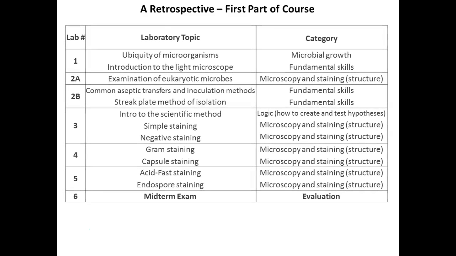Okay, so the first half of this course, right, we did ubiquity of microorganisms and light microscope and examination of eukaryotes. You learned common aseptic transfers and did streak plate method. All that stuff is basic stuff. The stuff that you're probably most excited about that you won't see on the final is the eukaryotes, right? And then we stained, which we did again, right, on our unknowns, right? So you learned and then you practiced. So that's what really carries over, right, is the staining.